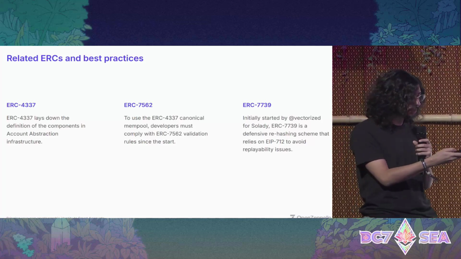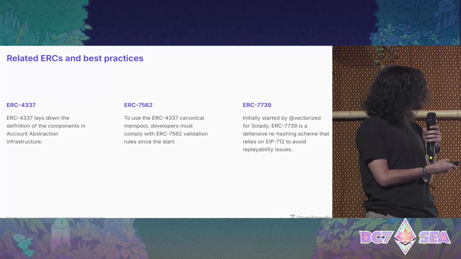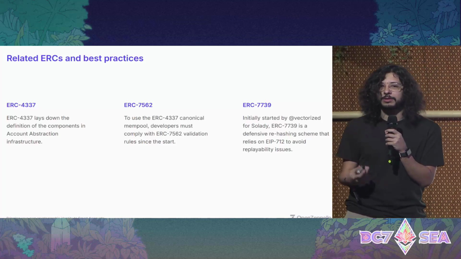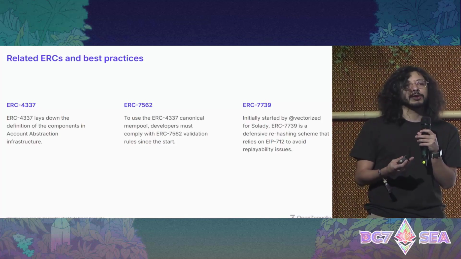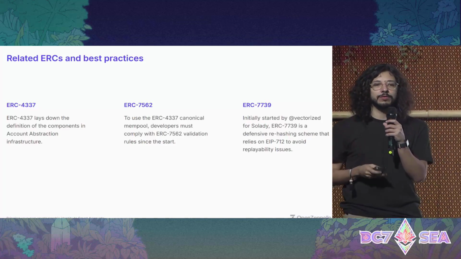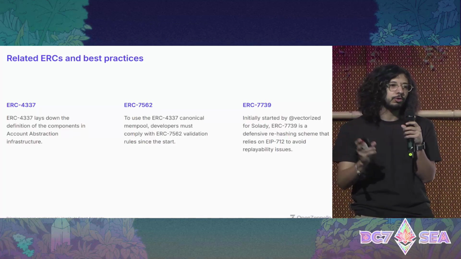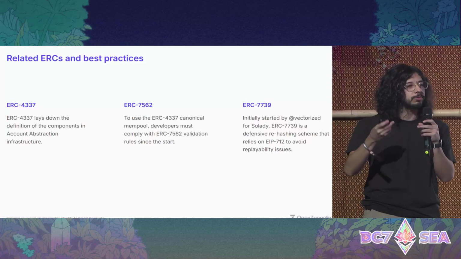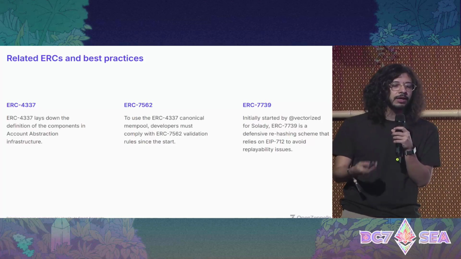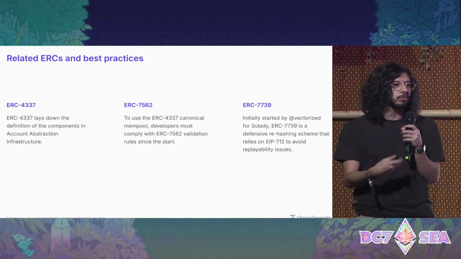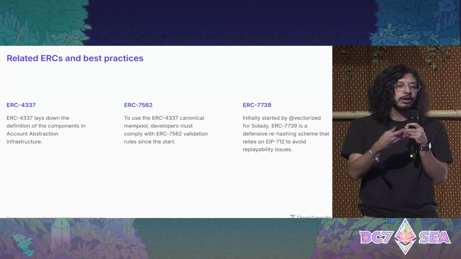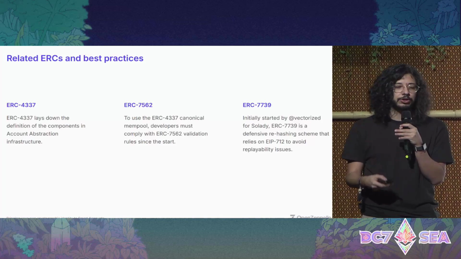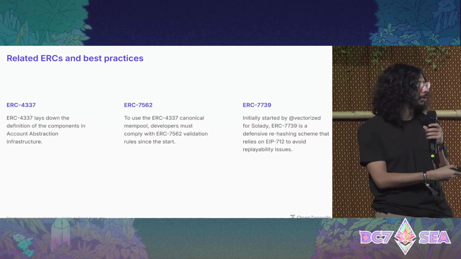And finally, ERC-7739. This is a thing we stumbled upon when we were implementing the account. Basically, there are a couple of issues with replayability if two accounts are owned by the same key. I'll get into that. But this is a cool ERC to get to know more about how to bind a signature to a specific account implementation, which is pretty important to avoid replayability.